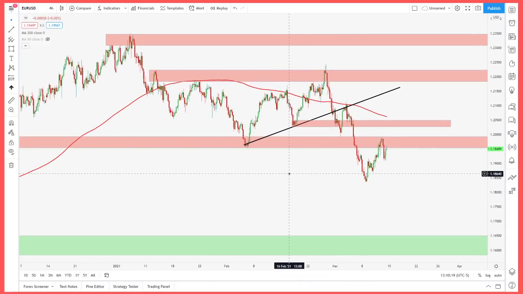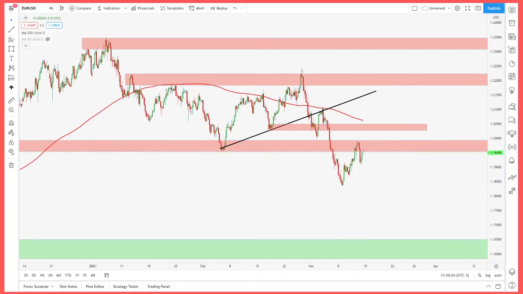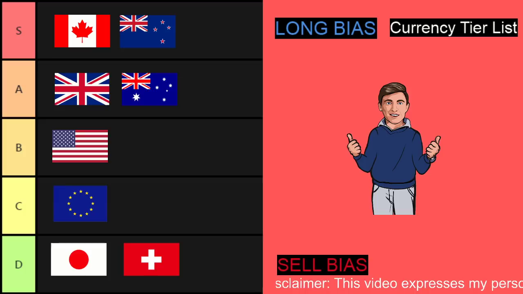Okay, so the first one I want to talk about is, of course, the euro dollar. Now, the euro dollar is going to be one of my favorite potential short biased pairs for the time being. The reason is, I'm going to real quick hop over to my tier list here for you guys. You can see this is my currency tier list. This is basically the currencies that I am most interested in being long at the top and short at the bottom. So you can see I've got the Canadian dollar and the New Zealand dollar up at the top and the Japanese yen and the Swiss franc down at the bottom.